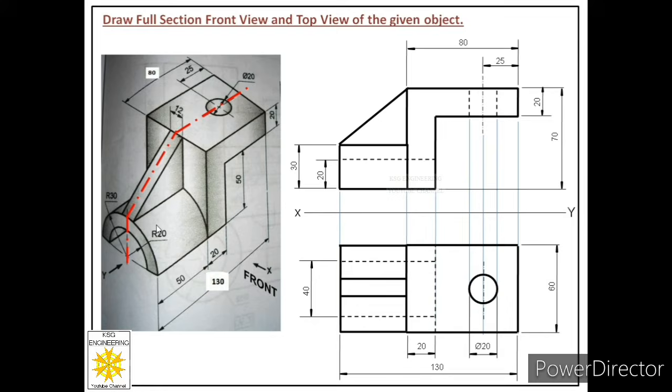And we know when we have to draw full section front views, we have to first identify the front view of that object. So we have already identified its front view. After that, we have to make changes in the front view to convert this into sectioned view. So now let us convert this front view into sectioned view. So for that, we have to observe the cutting of this object along this section.